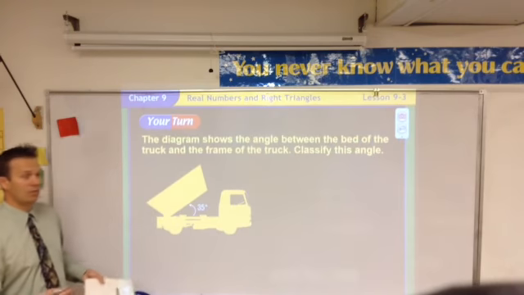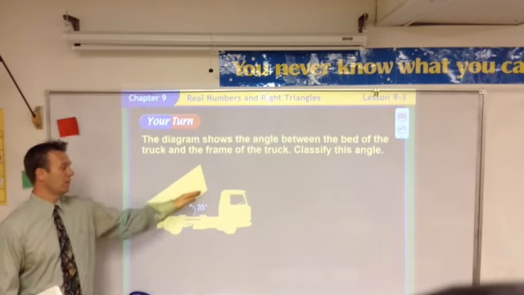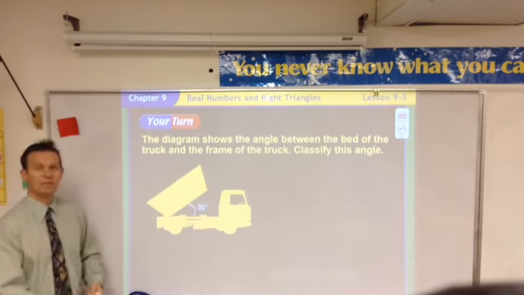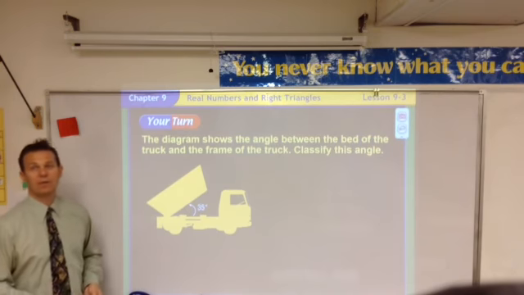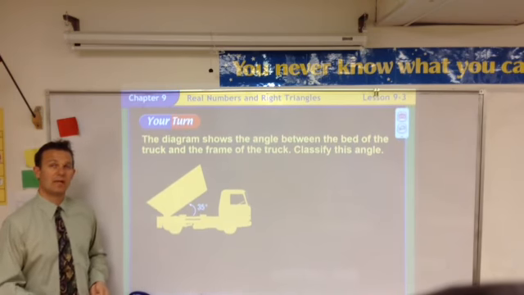Alright, you can go ahead and draw this out. You don't have to draw the whole truck out. You can just draw this angle. It's 35 degrees. Classify it. Shouldn't be a problem. And you should have your answer already. But I'll give you a moment to do that. Press pause now. Go ahead and do it.